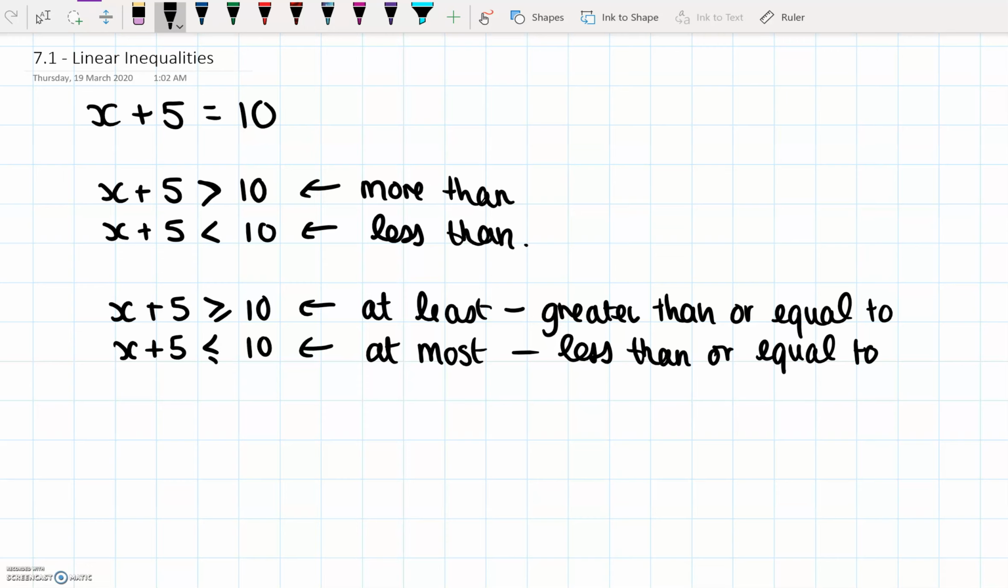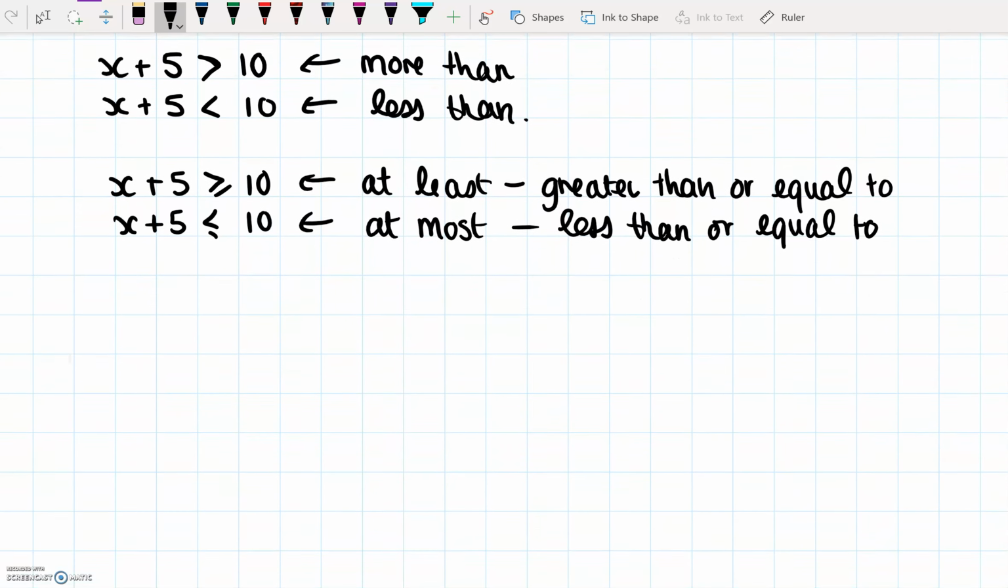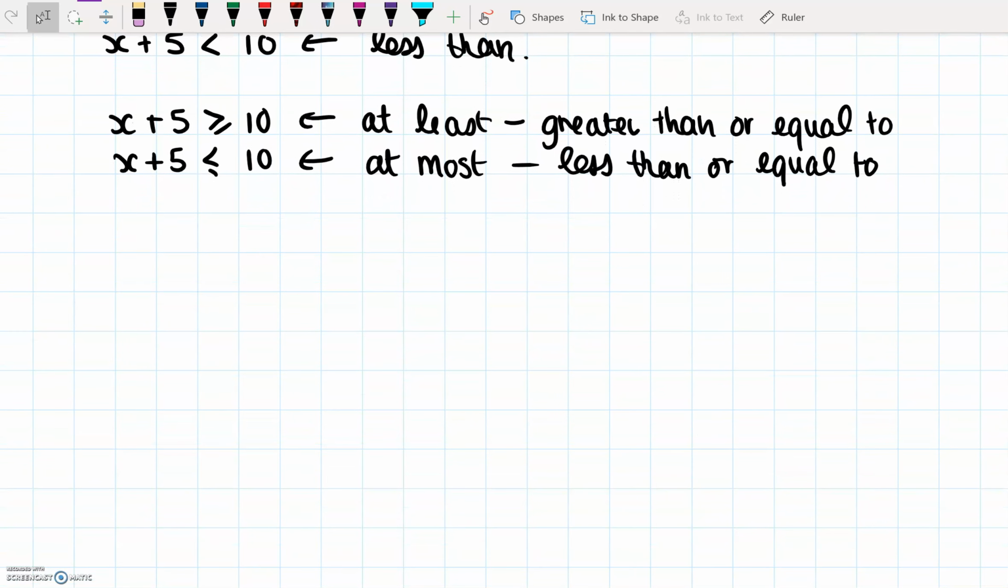And what we're going to be looking at today is how to solve these. These don't actually change at all, really, from linear equations. There are some very small differences, which we'll talk about a little more later on. But to start off with, let's look at one of the ones we've just done. So let's say x plus 5 is greater than 10.